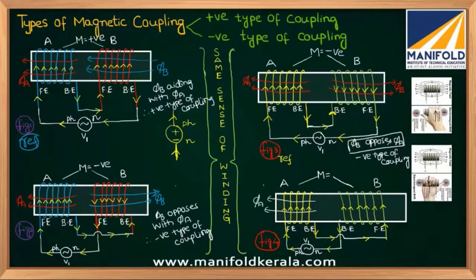Pi A. And what about in coil B, guys? Current is entering at front end or back end? Respond, please. Front end. If it is entering at front end, please tell me, do I have to use image 1 or image 2? Image 1, very good. Image 1.